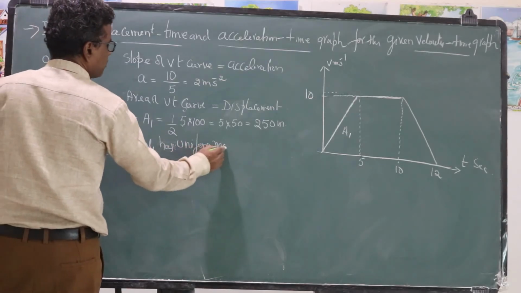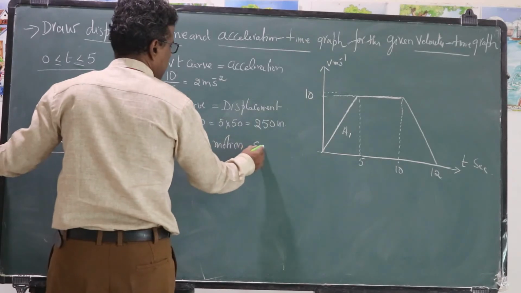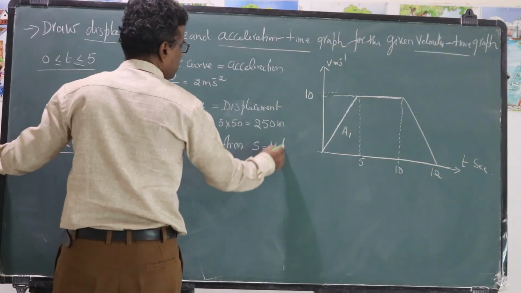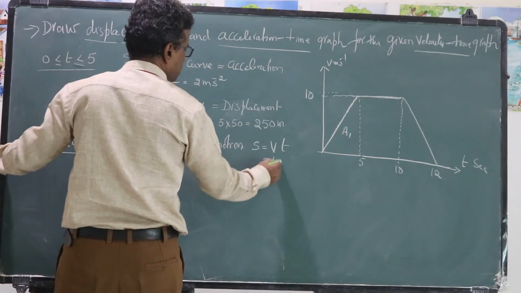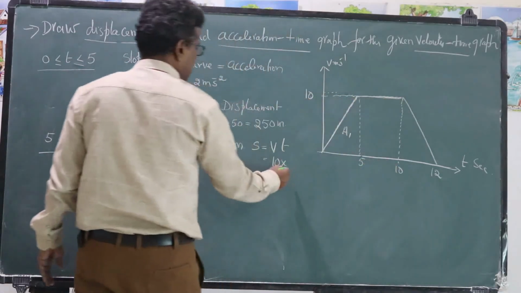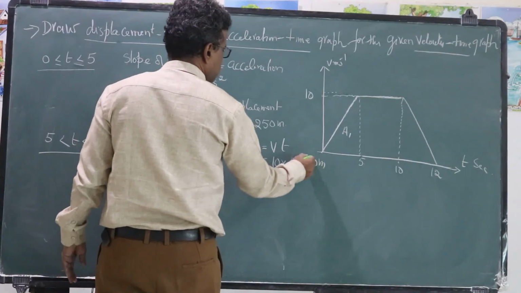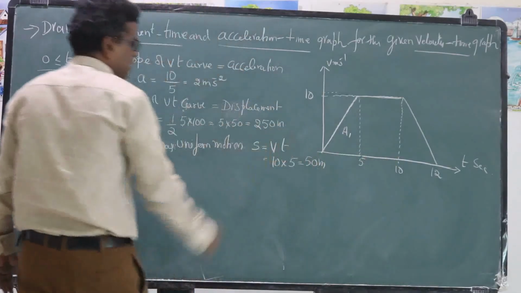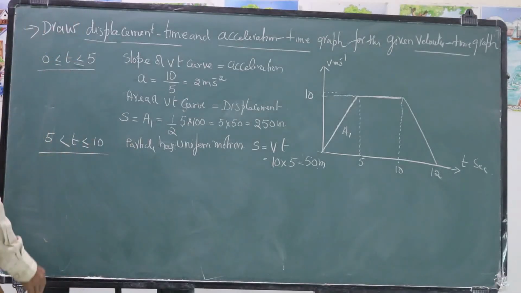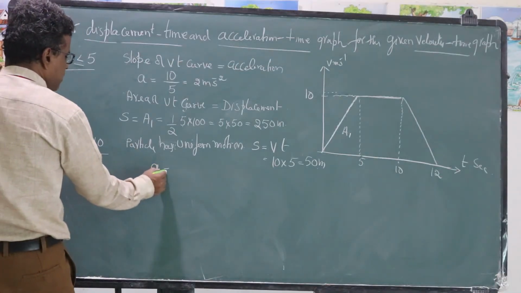Uniform motion, that is uniform speed. Then distance traveled is s = v into t. That is 10 into velocity is 10. How much time? 5 seconds. So it travels 50 meters during that 5 seconds. What is the acceleration during this time interval?